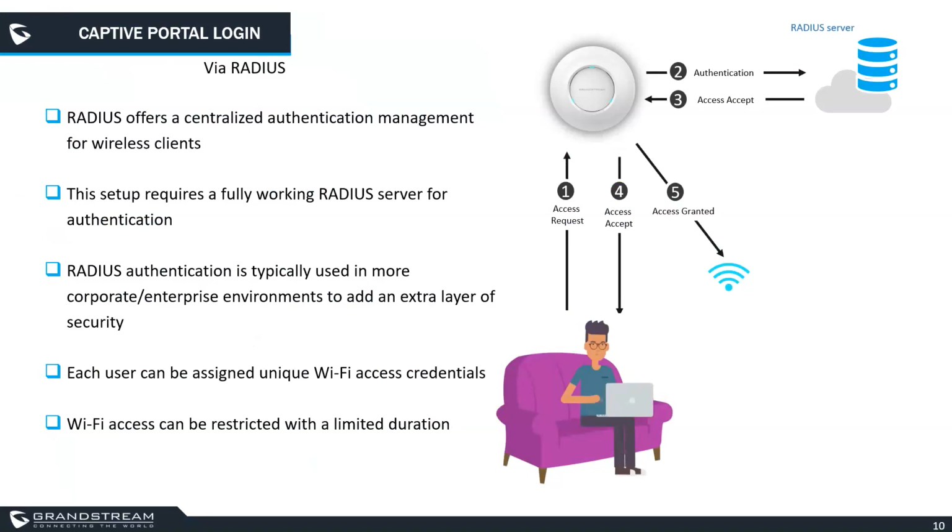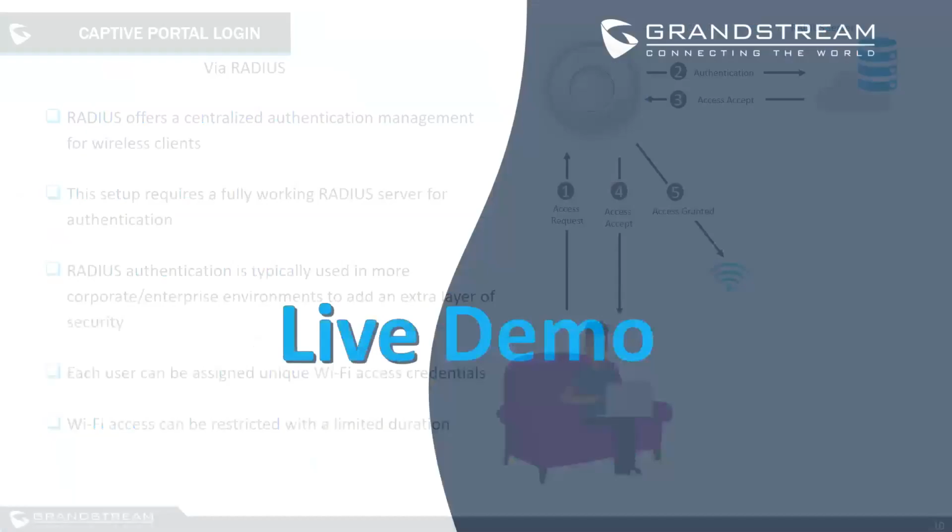When you create the credentials, each user will be assigned unique Wi-Fi access login credentials. There are also many things that you can specify when you do the Radius on the access points. When you do the authentication on the Radius server, you can still specify the time of connection that is allowed for these users, and you can also specify how many times they can log in to the access points. We're going to go through those settings when we go through the live demo.